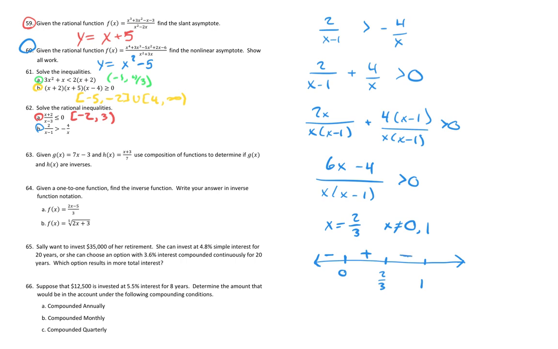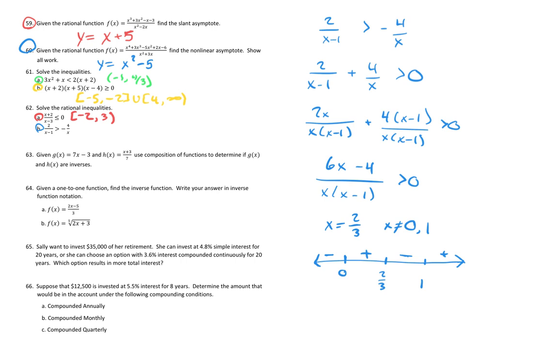Lastly, we need to check anything greater than 1. Let's say we plug in 2. This would be 12 minus 4. That's going to end up being 8, or positive. So we'd have a positive divided by, and then this would be 2 times 1, which is positive. So we get all positive numbers, which means that anything in this interval is going to be positive.